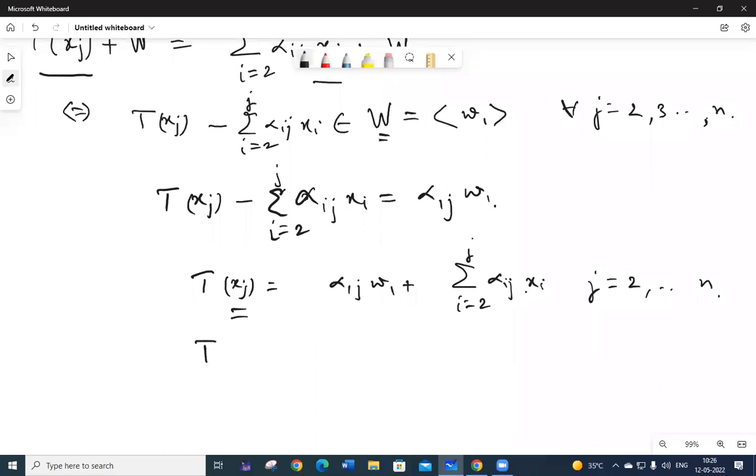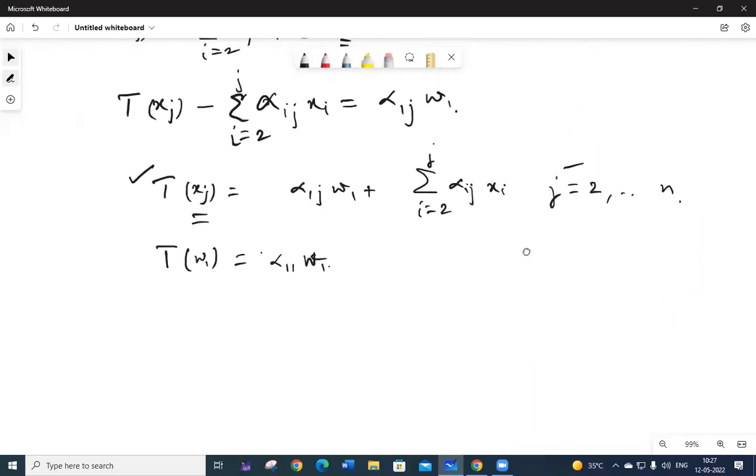And if I just look at this W1, I just take it as W1, not x1. I just state that T of W1 is alpha_11 W1. All right. Then my T is now defined for all x_i's along with the W1 as this.